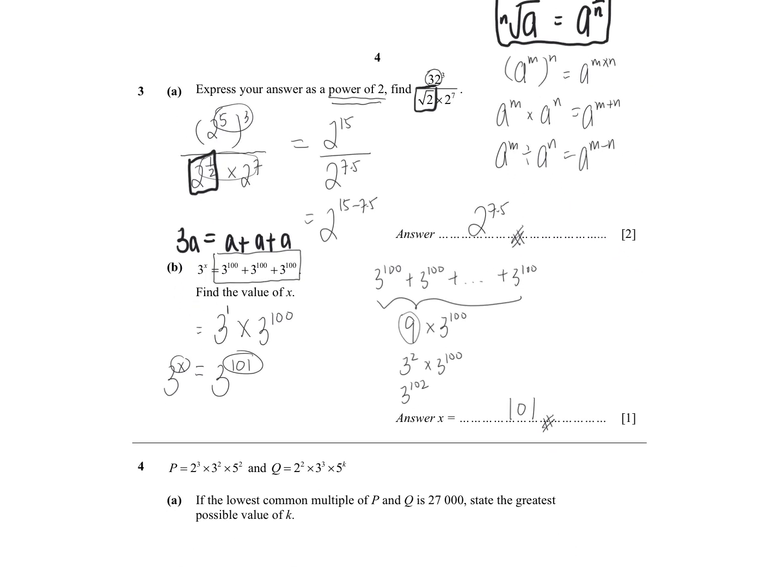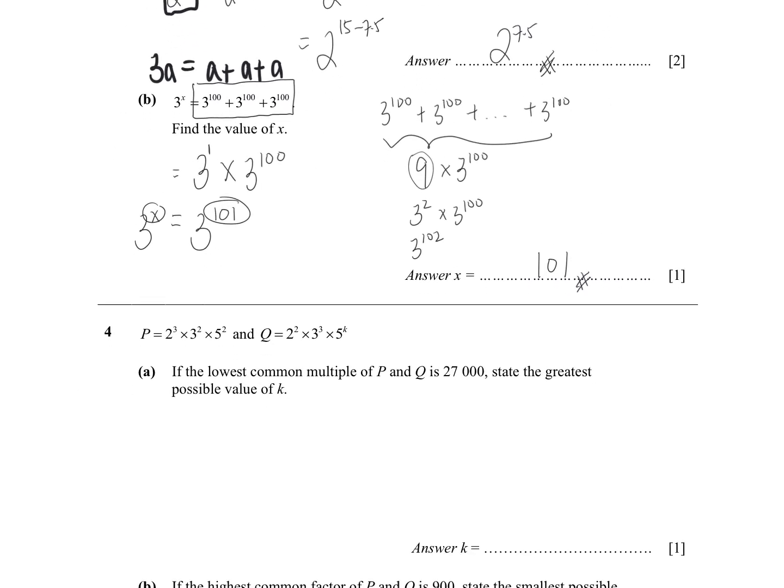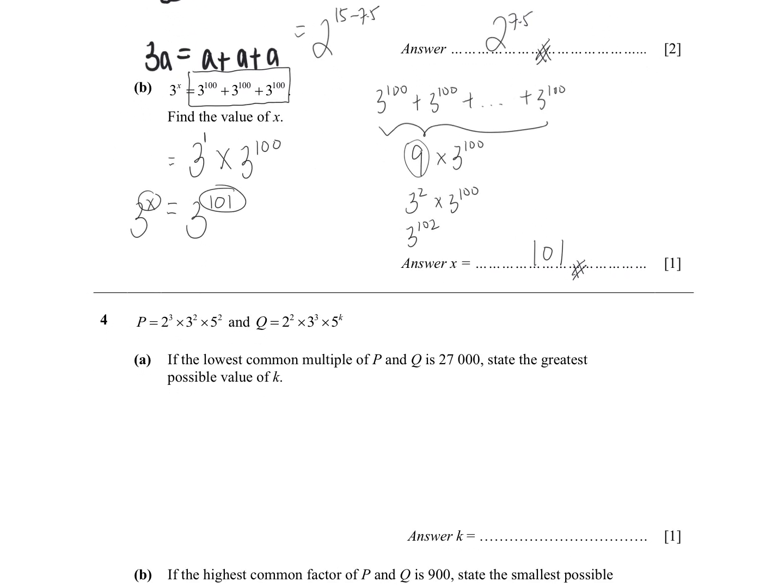Okay, next one. I move to 4. Okay, LCM and HCF, take note. Okay, what is 27,000? You go and express it as a product of prime factorization. Okay, you will get 2 cube, 3 cube, 5 cube. You check. Press calculator and check.